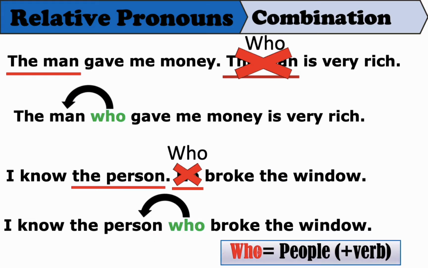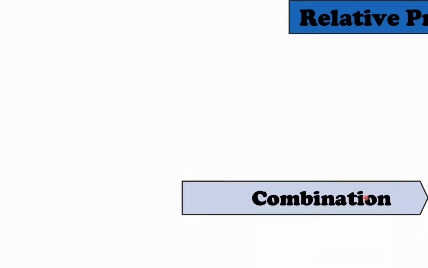So please remember that who is used for people, because the person is people, the man is people, teacher, people, doctor, people. And please remember that who is followed by a verb. So who plus verb. For example, who broke. Broke is a verb. Who gave. Gave is a verb. Okay? So the first relative pronoun is who. Now let's move to the next.